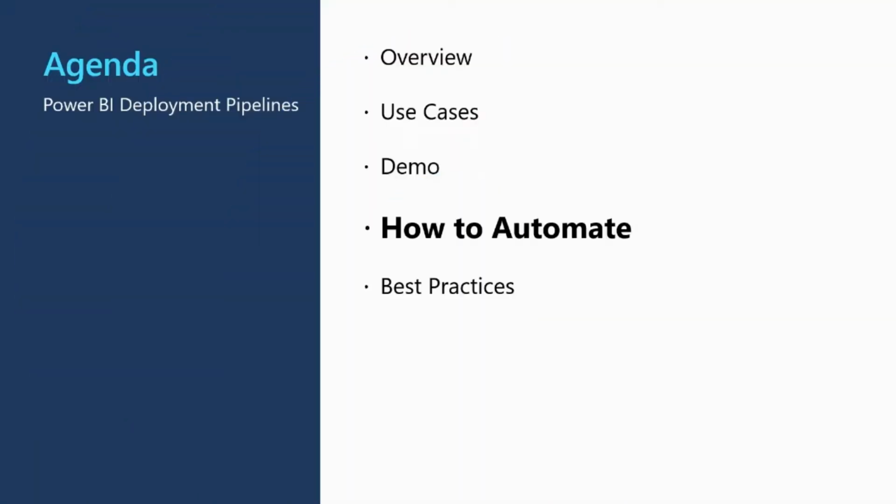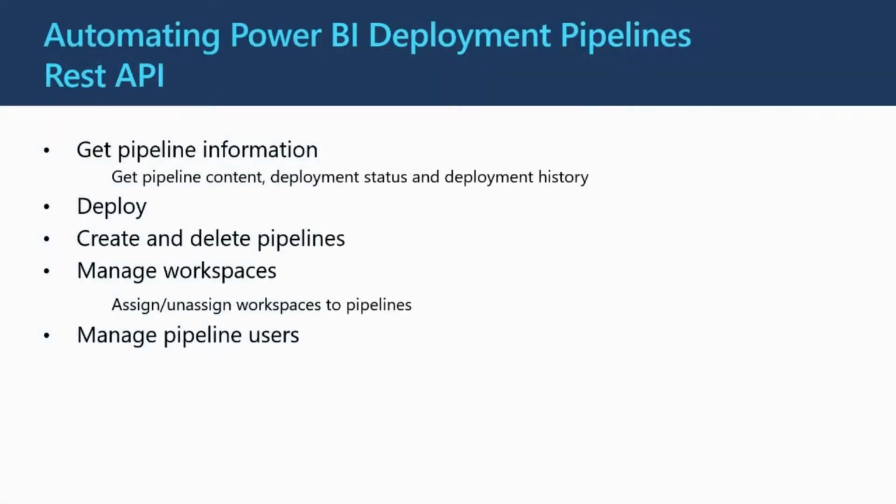All right, let's look at how you can automate these Power BI deployment pipelines. So using the REST APIs, there's a handful of commands that you can use like any other REST API to hit these Power BI deployment pipelines. You can get pipeline information, deploy, create, delete, managing the workspaces, and managing the users who have access to the pipelines. This works like any other REST API, and you can incorporate it however you see fit in your process.